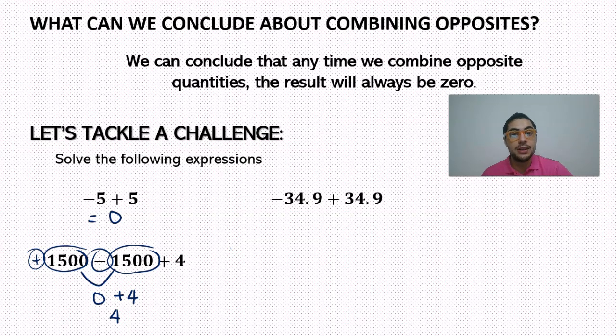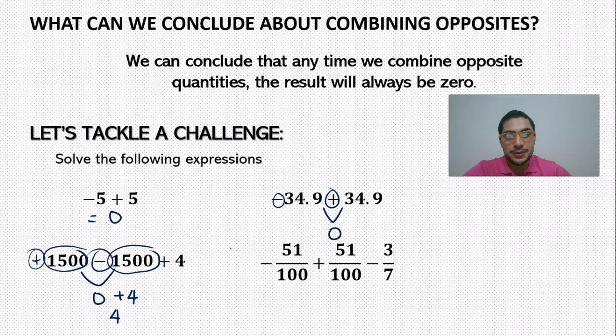Again, we have decimals. So this does not just apply to integers. It also applies to decimals and fractions. So -34.9 plus 34.9, again, they are the same number with different signs, meaning they are opposites, as you guys learned in yesterday's video. So -34.9 plus 34.9 is going to be 0.